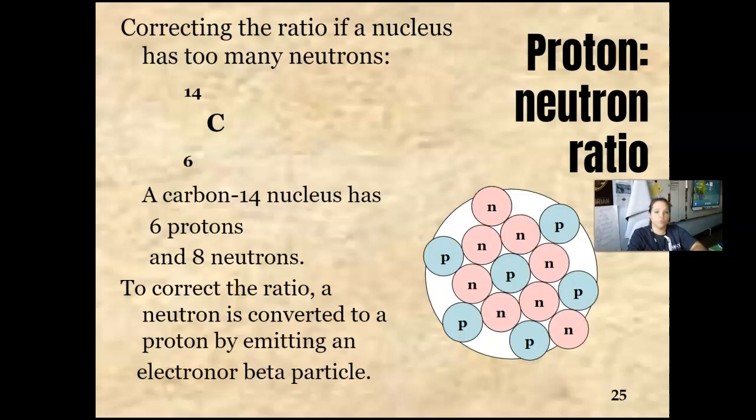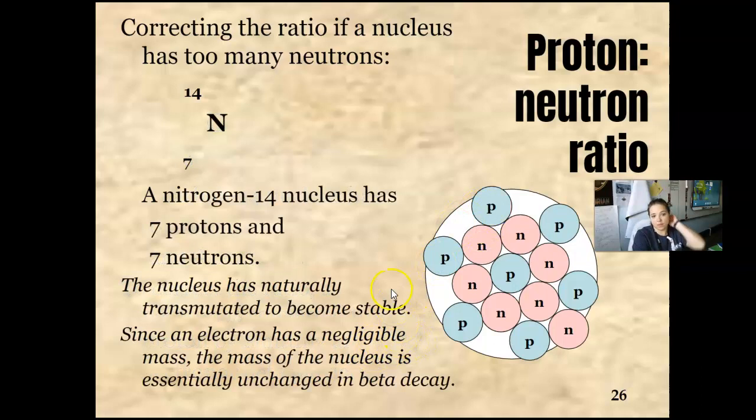Correcting the ratio if a nucleus has too many neutrons. So like carbon-14. It has 6 protons, 8 neutrons. To correct this ratio, a neutron is converted to a proton by emitting an electron or a beta particle. See, there it goes, bye-bye. And now it is a proton. I can do that again. So watch this neutron. It's going to emit that electron or beta particle. There it goes. And it turns into a proton, and it makes everything happy.